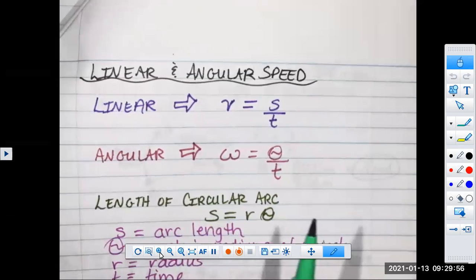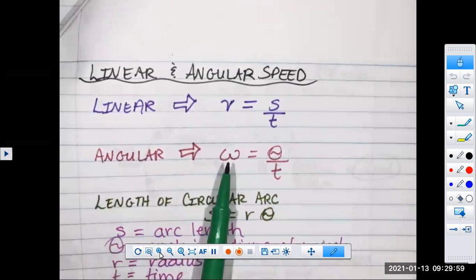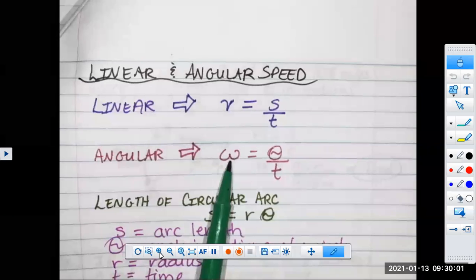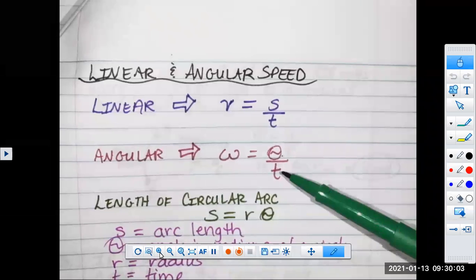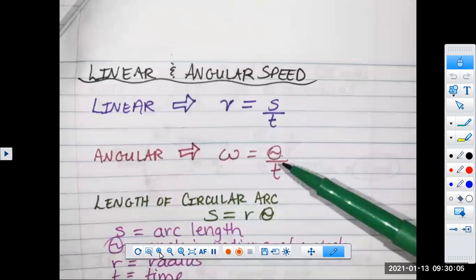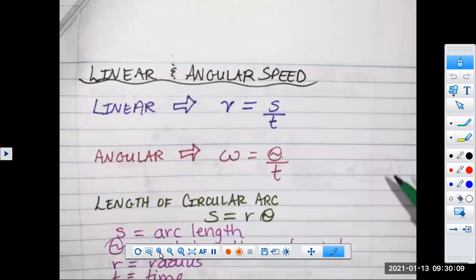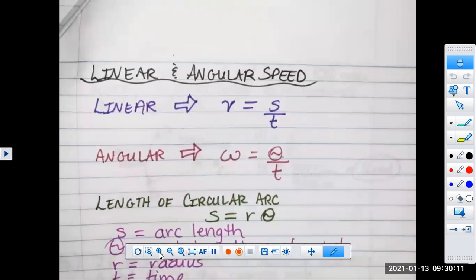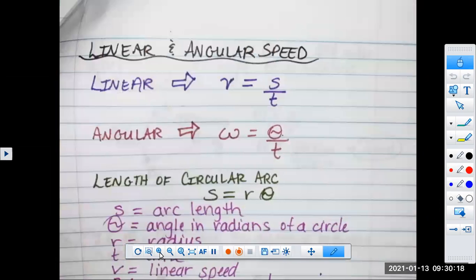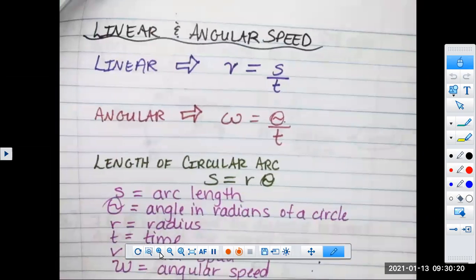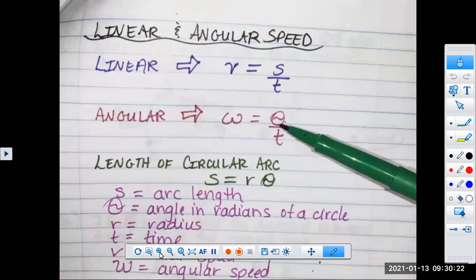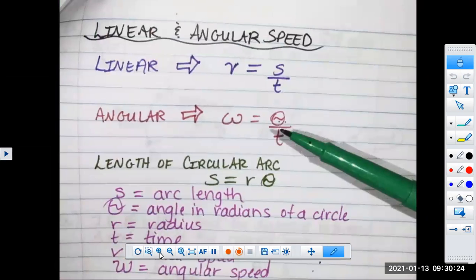So notice that angular speed, which is the Greek letter that looks like a W, is theta divided by time. Theta is in what measure? You think theta is in degrees or radians? It is in radians. So if you're going to use theta in this formula, it has to be in radian measure.